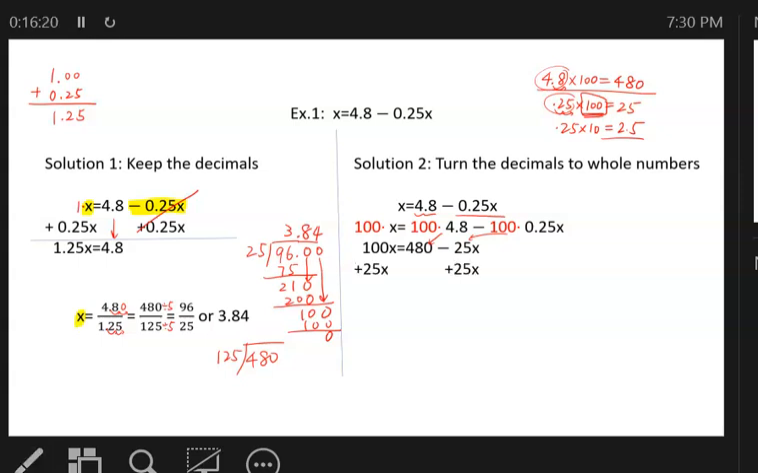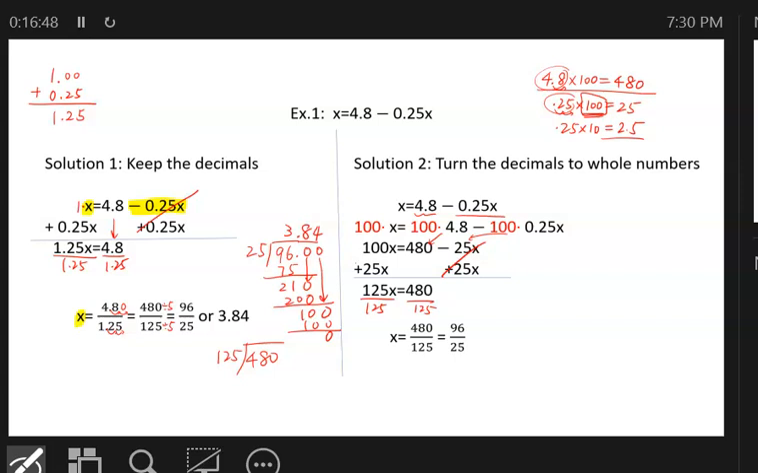So here we're going to do the same thing. We try to get rid of negative 25x by adding it, and now we're going to have 125x. So instead of adding 1 and 0.25, we're adding 100 and 25. All the numbers, our decimals, are increased 100 times. Now we're going to get rid of 125 by dividing both sides by 125 instead of dividing both sides by 1.25. So now we're going to get the same answer.